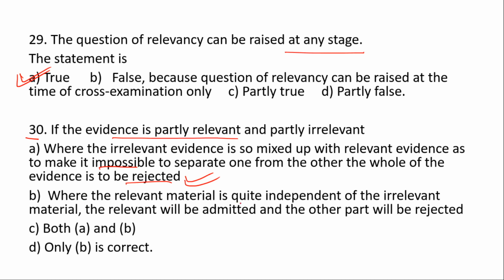Where the relevant material is quite independent of the irrelevant material, the relevant will be admitted and the other part will be rejected. If the relevant evidence can be separated from the irrelevant part, then the court will admit the relevant part and reject the irrelevant part. So both the situations are correct. So the answer is C, both A and B.